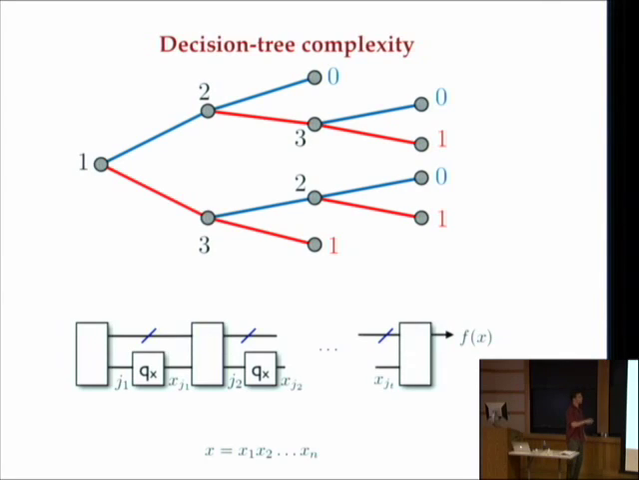So this is a decision tree. It computes the majority function. Another way of picturing it is just as a circuit where time is going from left to right. These are arbitrary operations independent of the input x, interspersed with queries. A query takes an index j and it returns xj. And the decision tree complexity is the number of queries you have to make in order to evaluate the function, which is equivalent to the depth of this tree.